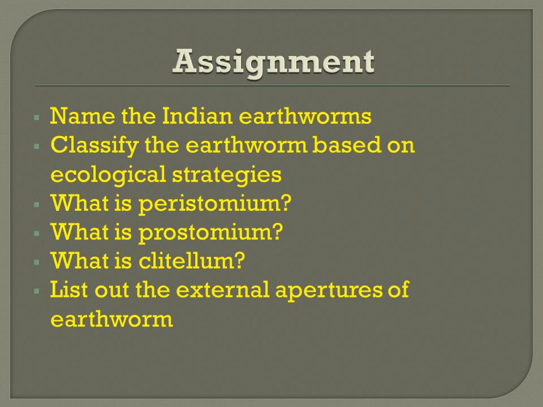Fine. Then list out the external apertures of the earthworm. As we said already: mouth, anus, dorsal pores, spermathecal openings, male genital opening, female genital opening, as well as nephridiopores. Fine. So if they ask separately regarding each pore also, we will be able to write. Understood? Hope we can cover it here.